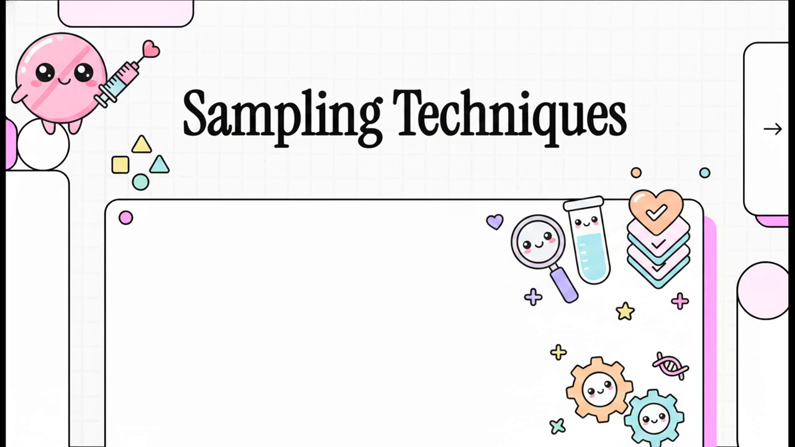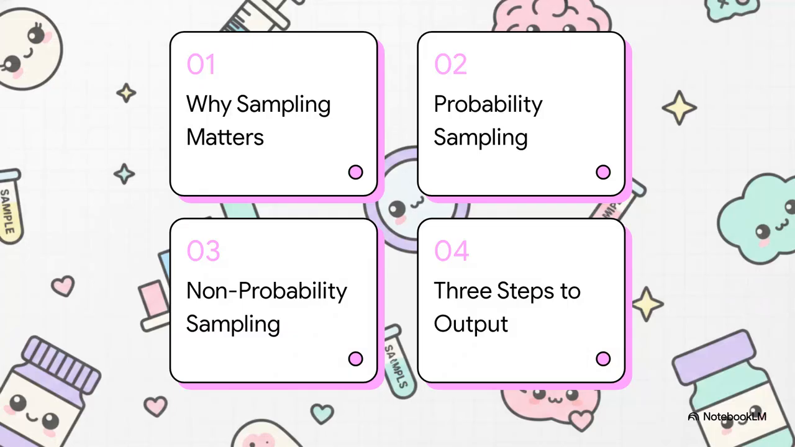We'll explore the precise methods researchers use to gather robust data, and most importantly, we're going to see how applying three very specific steps can drastically improve the output and the validity of your next research project. Here's a quick look at our agenda for today. 1. Why sampling matters. 2. Probability sampling methods. 3. Non-probability sampling methods. And 4. 3 steps to better output.